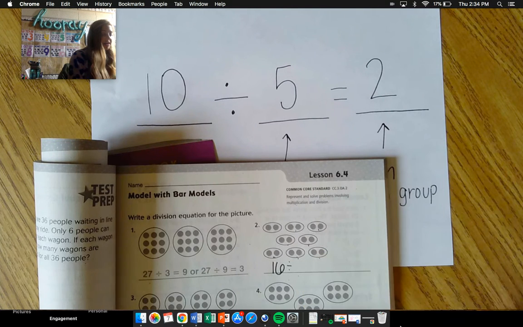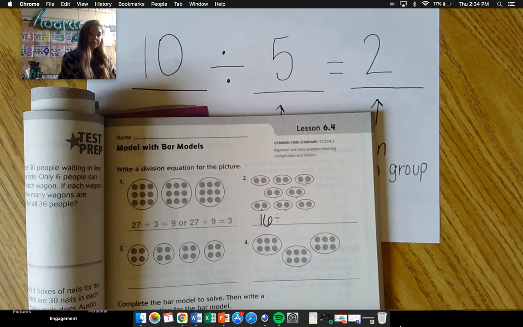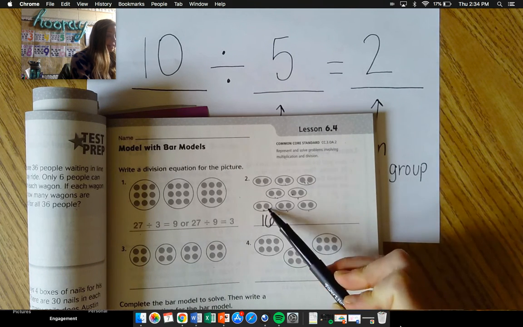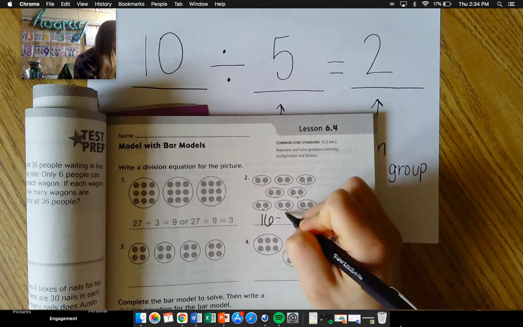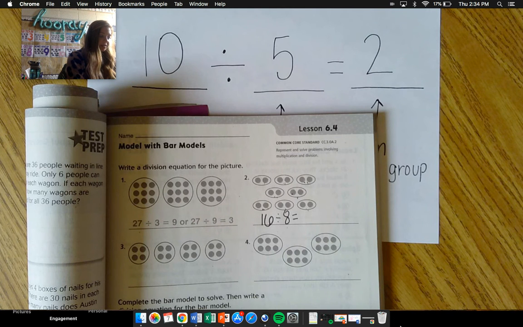divided by the number of groups. How many groups are there? Because the second number will be how many groups. We have 1, 2, 3, 4, 5, 6, 7, 8. So we have 8 groups, equals how many in each group? There's 2 in each group, right? So that is our division problem for that picture.